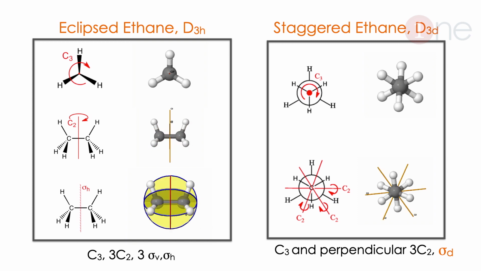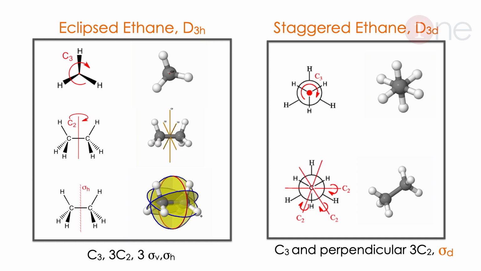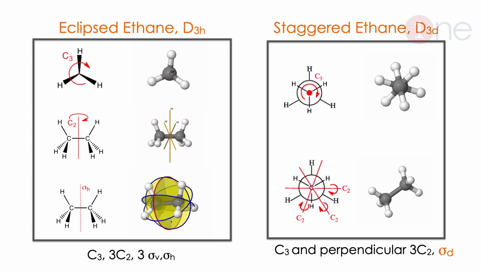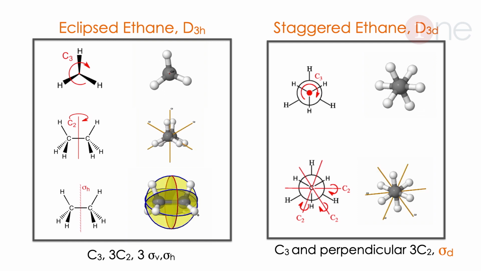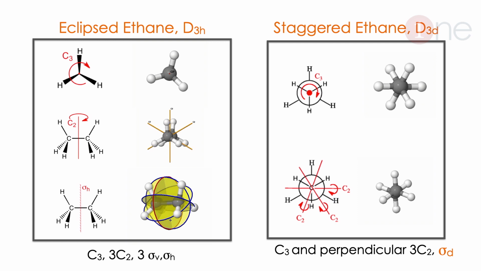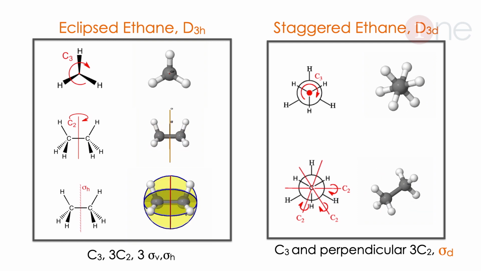The staggered form is much more symmetrical. It also has C3 symmetry and perpendicular nC2 axes. One thing special here is that it has sigma d planes, which the eclipsed form doesn't have. So the eclipsed form has D3h, and the staggered form has D3d.